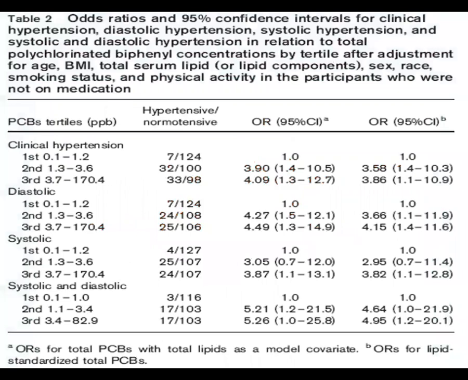We reported PCBs both as wet weight in the middle column and lipid adjusted in the right column. And what you see, if we look at clinical hypertension, there's by tertile a 4-fold elevation of risk of clinical hypertension. If we look for both systolic and diastolic hypertension, there's a greater than 5-fold elevated risk of hypertension if you have a high PCB level.